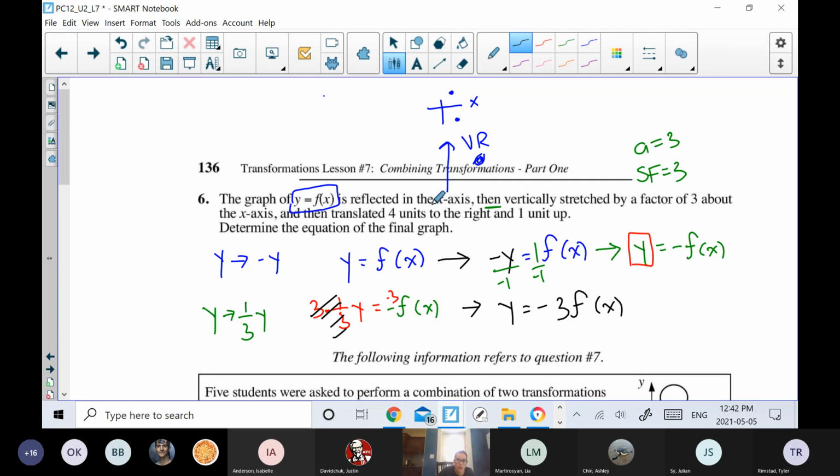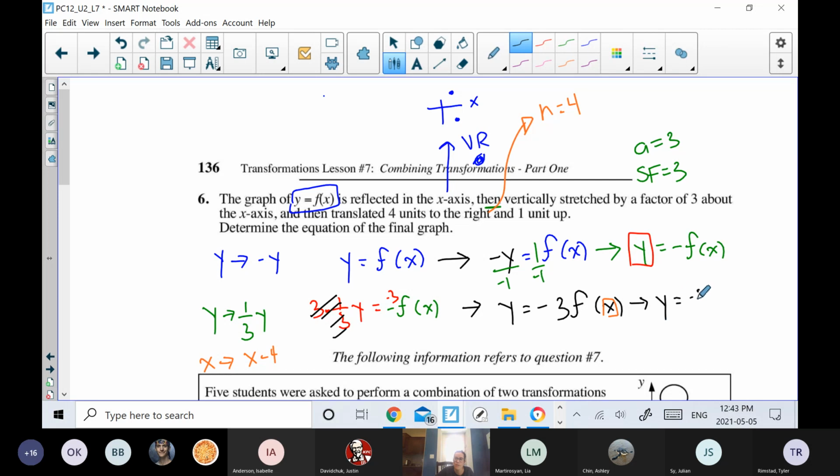And then it says, then translated 4 units to the right. Okay, so let's do this one. 4 units to the right is an h parameter. H is equal to, if it's to the right, it's positive. Okay, so H is positive. That is an X replacement. X is replaced with, in order to get a 4, it would be X minus 4. That would be your replacement. So where my current equation is, I need to take this out and I need to put in an X minus 4.